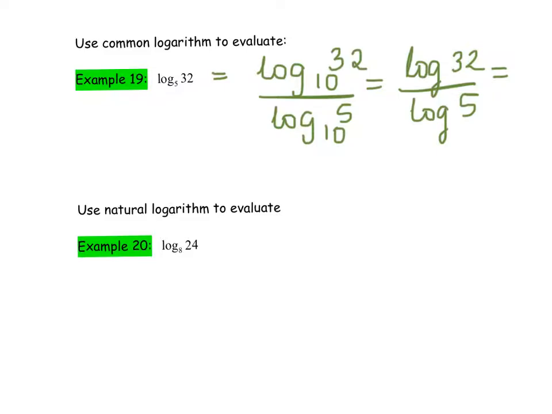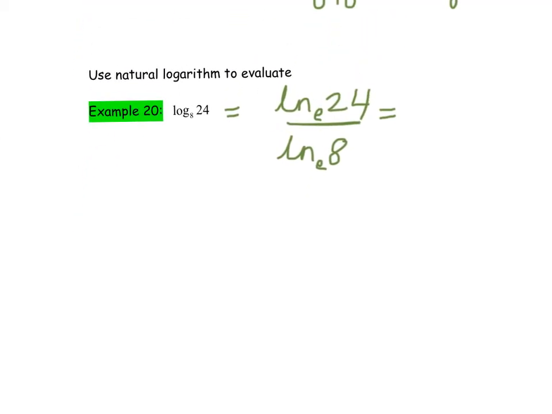Now same thing, use natural log to evaluate. They're asking us to use natural log, so we have to use e. So what I'm going to do is have ln 24 over ln 8. In other words, I'm using the base e. So you're simply going to plug in ln 24 over ln 8 in your calculators, and whatever you get is going to be your answer. I don't have my calculator today, so I don't know what the answer is. Okay, so that is the end of 4.3.